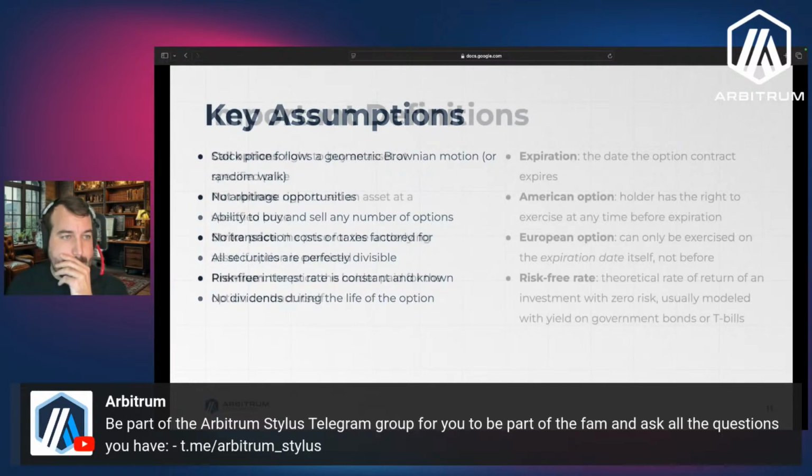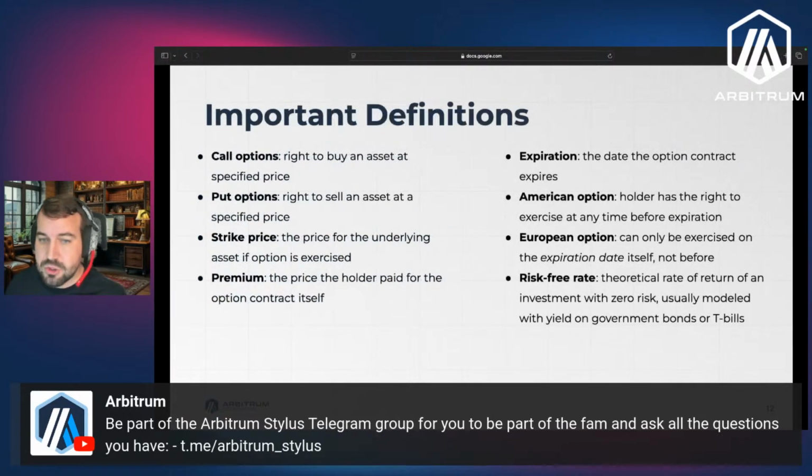Okay. Again, just reiterating over some of the definitions that we've covered and some that we may not have. Call options are the right to buy an asset at a specific price. Put options are the right to sell an asset at a specific price by an expiration period. The strike price is the price for the underlying asset if the option is exercised.